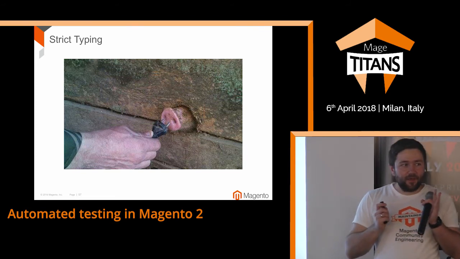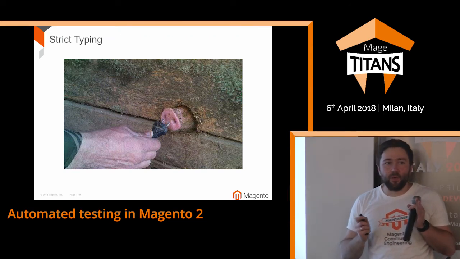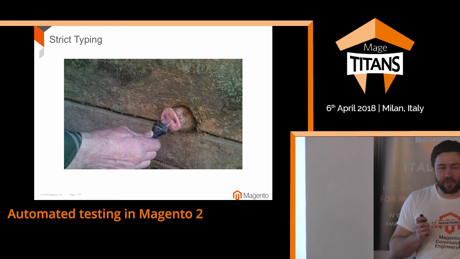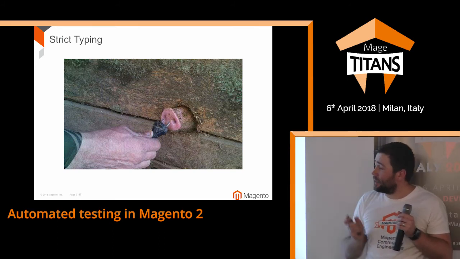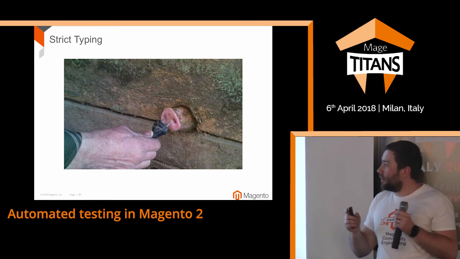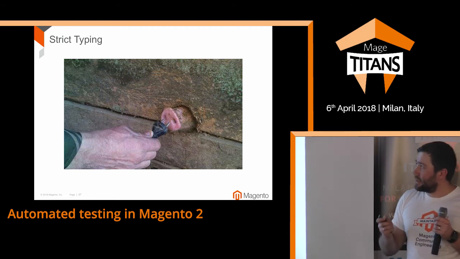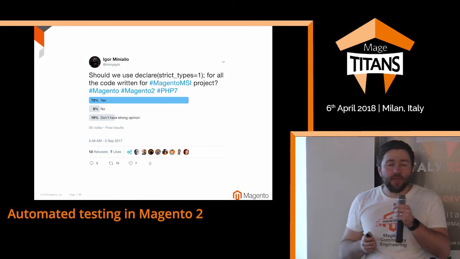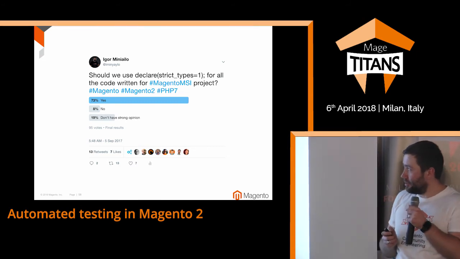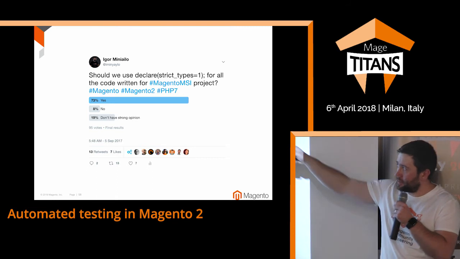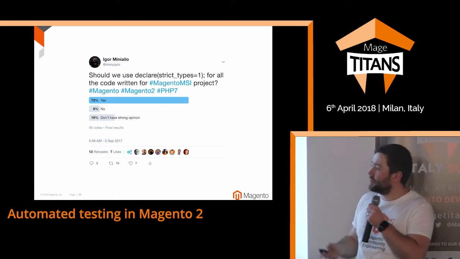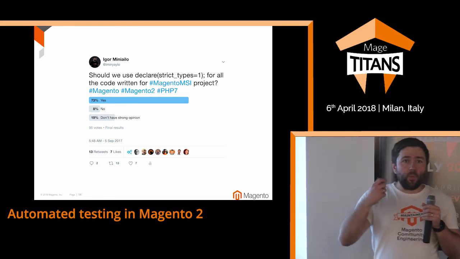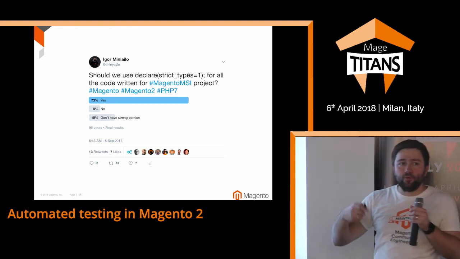For us, in MSI we were early adopters of type hinting, strict type hinting, for about half a year. Everything started from this tweet, when we decided to ask the community whether we need to support strict type hinting or not. We got a strong opinion that we need to support strict type hinting.